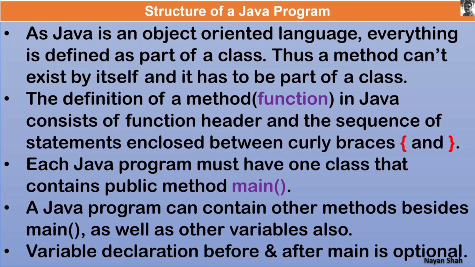Variable declaration before and after main is optional. Before the main method or after the main method, it totally depends on the type of program you are writing and the requirement of the program, where and how many variables you need. You may need to declare it before main, or you may need to declare it after the main method. It is totally optional. Wherever you need, you can declare variables, but it has to be part of a class. You cannot declare a variable outside a class. You cannot declare any method outside a class either.